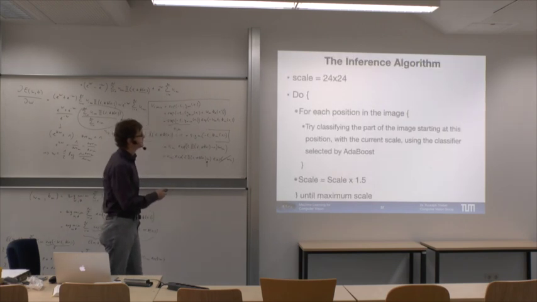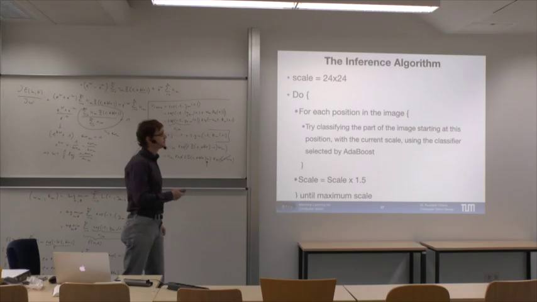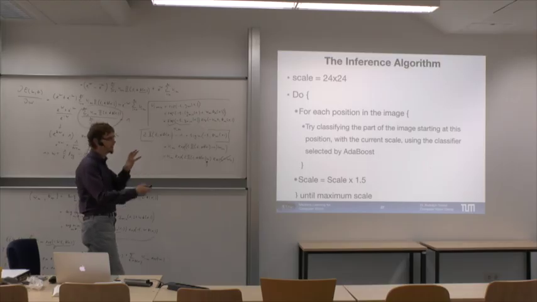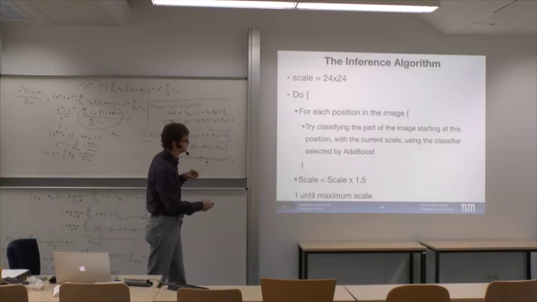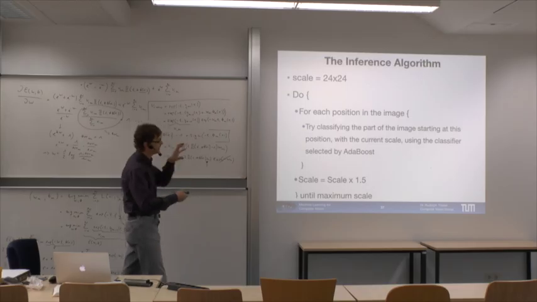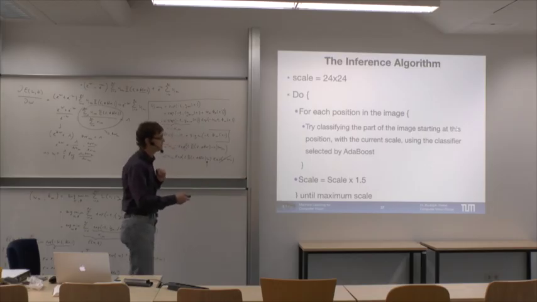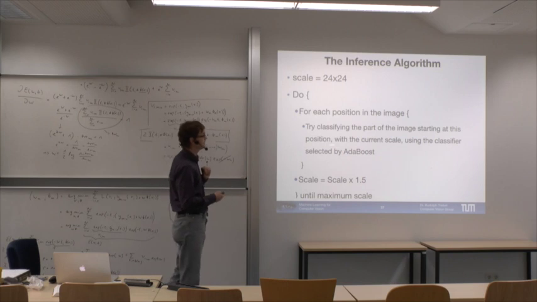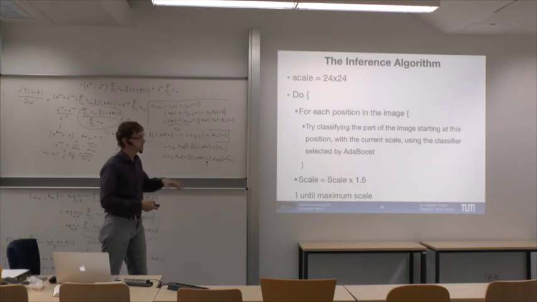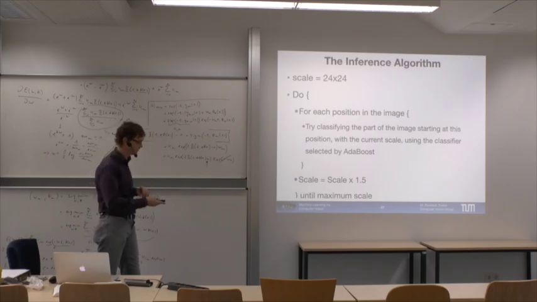In inference, what you do is you have again your scale here, 24 by 24. Of course, there you don't know exactly the scale of your image, right? You don't know if the face is big or small. So there you have to multiply with some factor and do this again, right? For each position in the image, you take your 24 by 24 frame. You try classifying the part of the image with the current scale using the classifiers selected by Adaboost, right? You just plug this into Adaboost. You look at if there's a face or not. And then you go on and increase the scale, right? Because you could have a bigger face or smaller face, right?